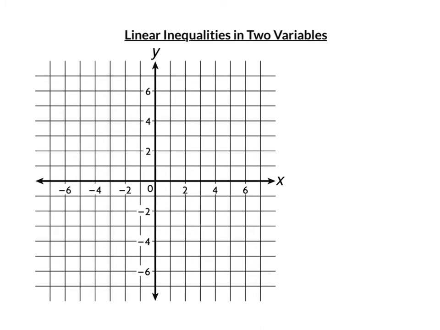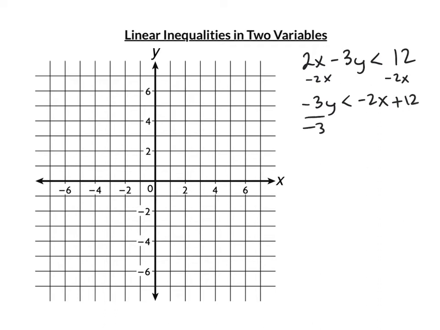If my equation had been 2x minus 3y is less than 12, I would get y by itself to find the slope and intercept. I'd subtract 2x from both sides. I don't flip the sign when I subtract or add. Negative 3y is less than negative 2x plus 12. Now I'll divide everything by negative 3. I'm dividing by a negative.